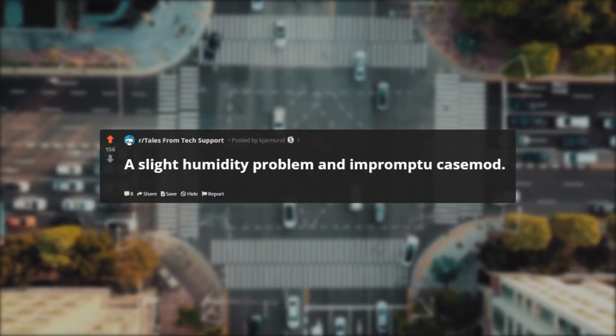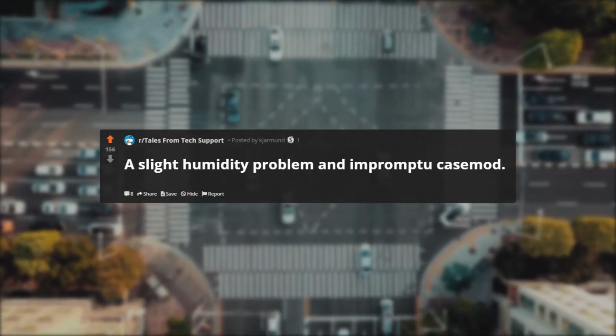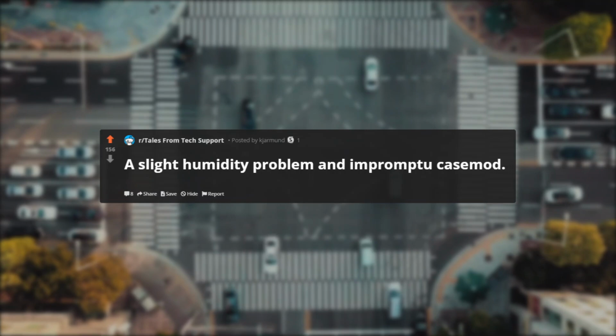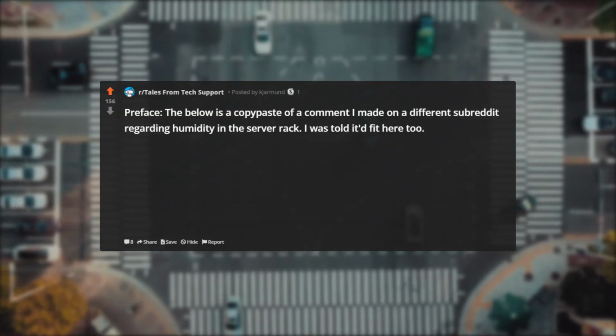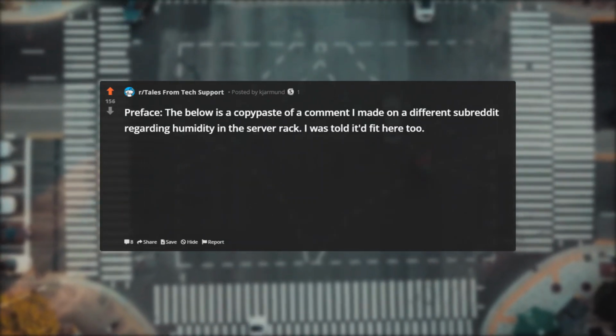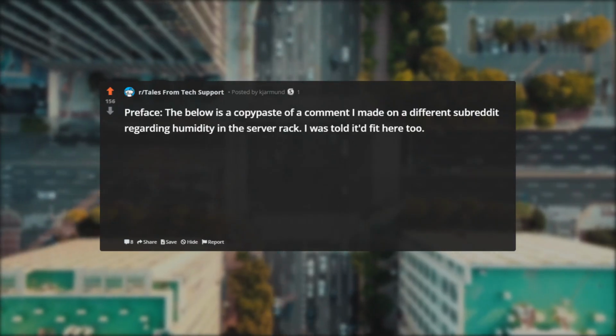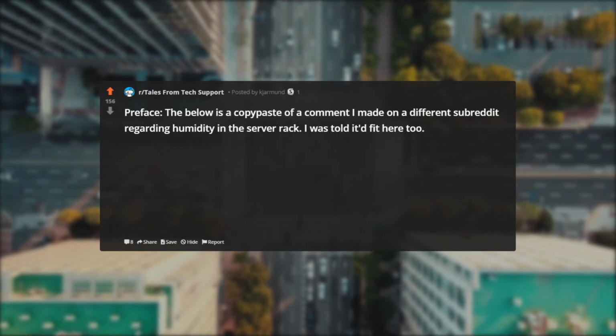So let's get started. A slight humidity problem and impromptu case mod. Preface: the below is a copy-paste of a comment I made on a different subreddit regarding humidity in the server rack. I was told it'd fit here too.